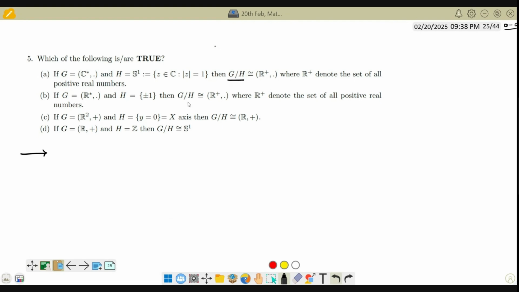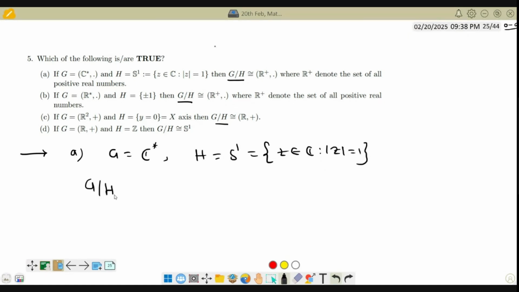G mod H is here, also G mod H. So for option A, you have G is C star, and H you have the circle group, you all know. So what will be the quotient group? How will you identify this quotient group? We can define a group homomorphism from C star to R plus.